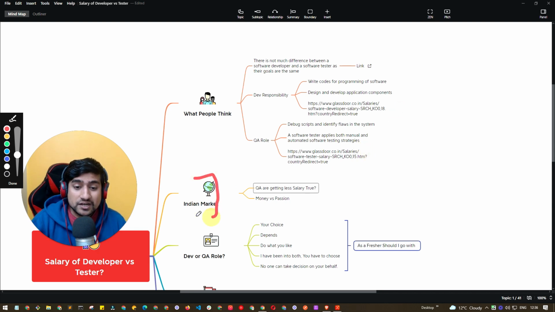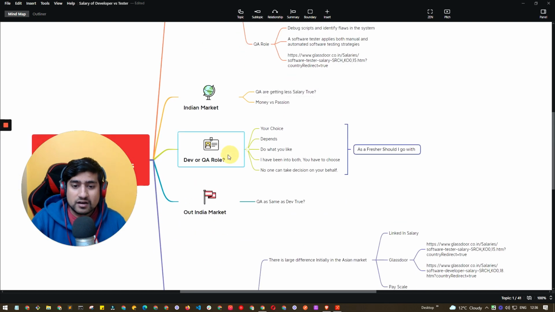So especially in the Indian market that I was talking about, we are getting less salary compared to the other European markets, and that's really sad. That is the Dev versus QA role, if you know.